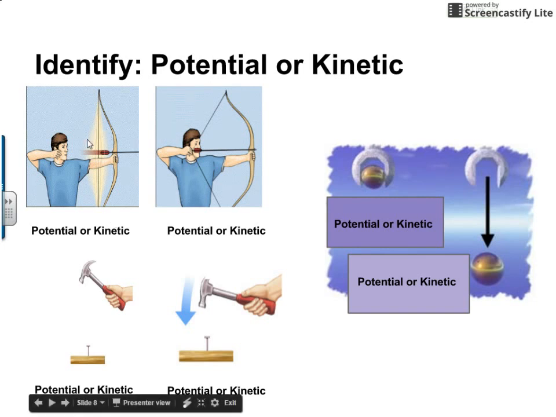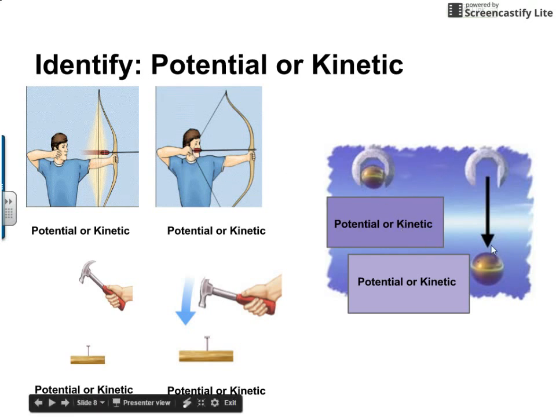This first one here, the bow is moving, the arrow has been shot, so this would be kinetic. In this picture here on the right with the bow and arrow, we have the person pulling it back and holding it, meaning it has the potential to move. It has stored energy in the bowstring, and it is going to be considered potential energy.